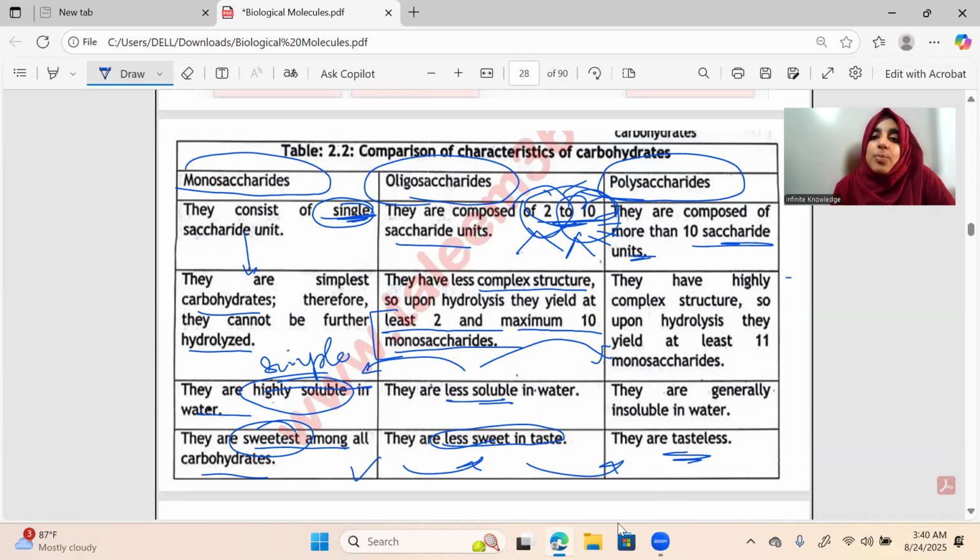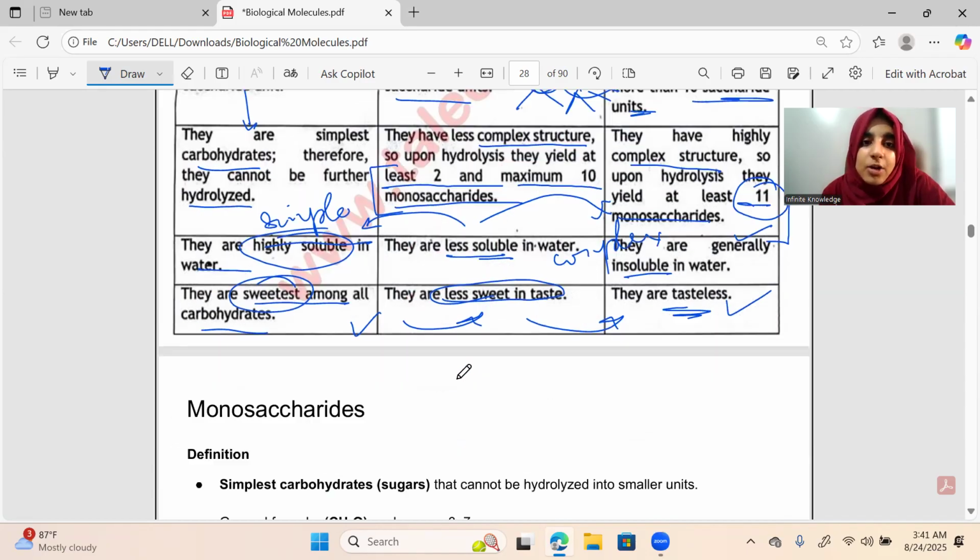Okay. So now polysaccharides have got a very high complex structure and they yield at least 11 monosaccharides. Why? Because in oligosaccharides we have from 2 to 10 monosaccharides, right? But when polysaccharides break down, they produce at least 11 monosaccharides. And these are generally insoluble in water, okay? And these are also tasteless. Why are they insoluble? Because of the complex structure. Okay? I hope this is clear.